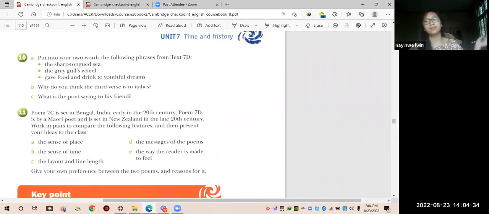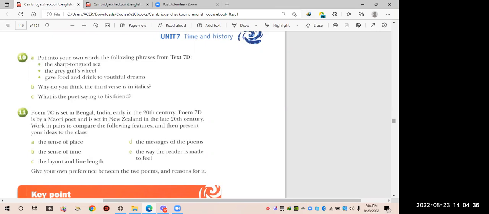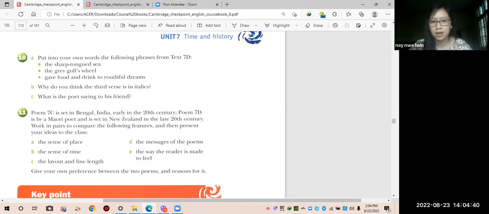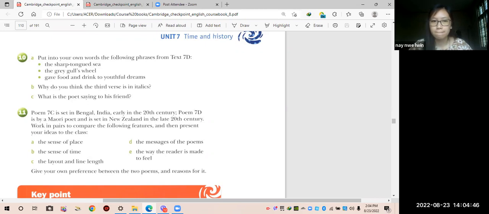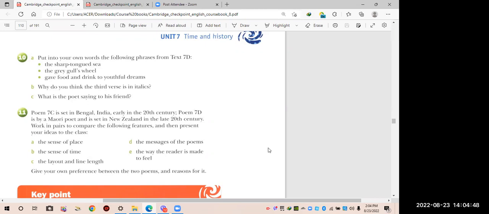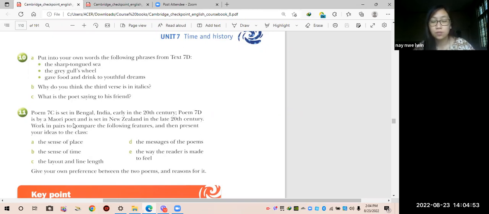Okay, so shall we start now? Yes, Chair. So last week we finished up to 10C, right? Yes. So we have to continue with number 11, which is 417C, The Banyan Tree, right?